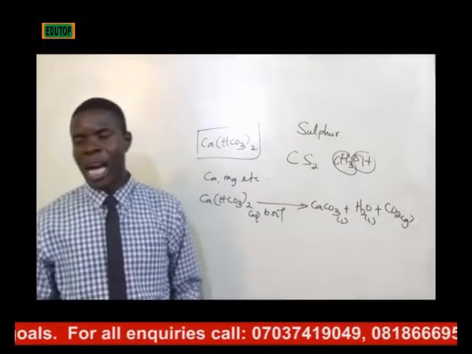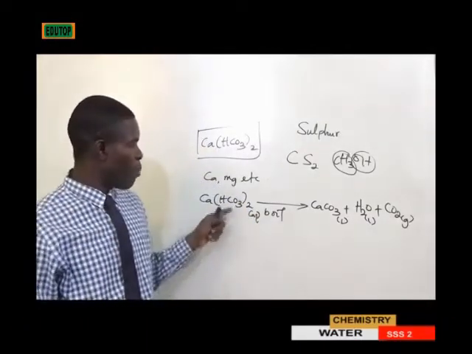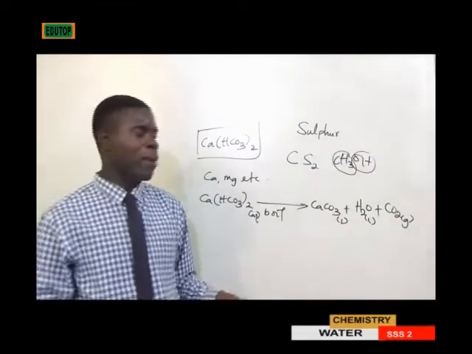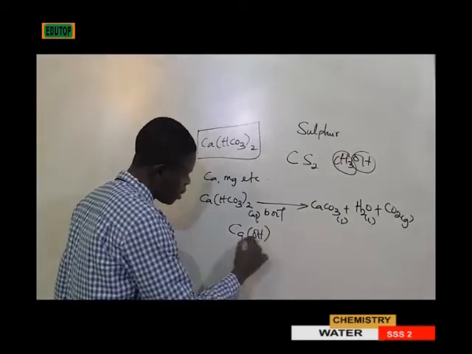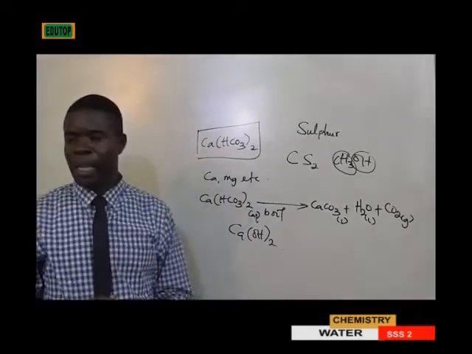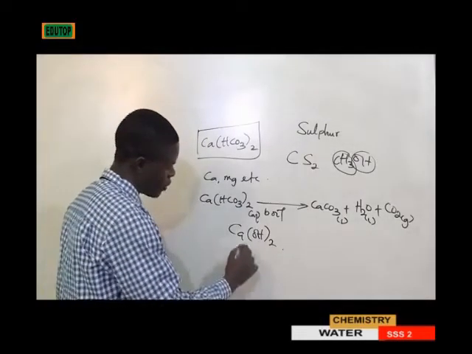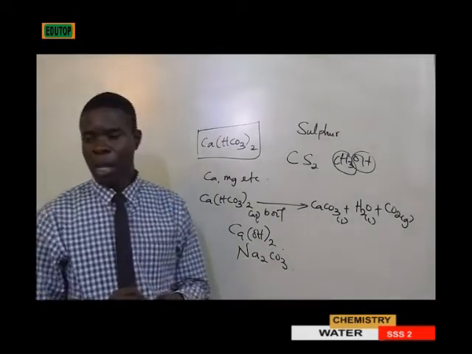And 3, temporary hardness of water is removed by the use of the following, except boiling. By boiling it, you can remove it. Then 2, use of slaked lime. You can also remove it by use of slaked lime, calcium hydroxide rather. Then use of sodium trioxocarbonate 4. Yes, you can also use sodium trioxocarbonate 4 to remove temporary hardness.